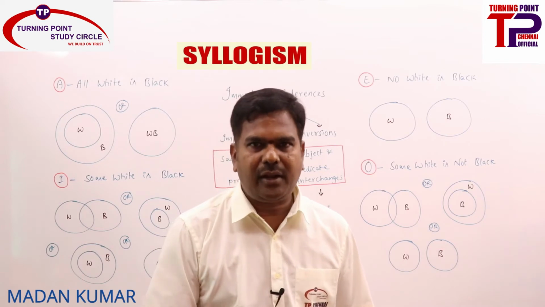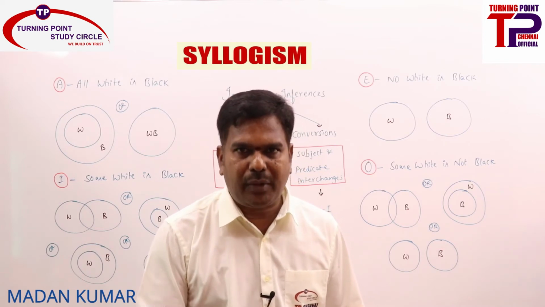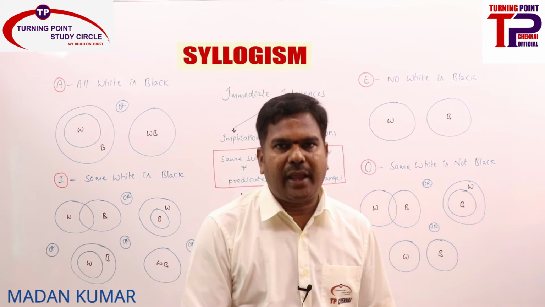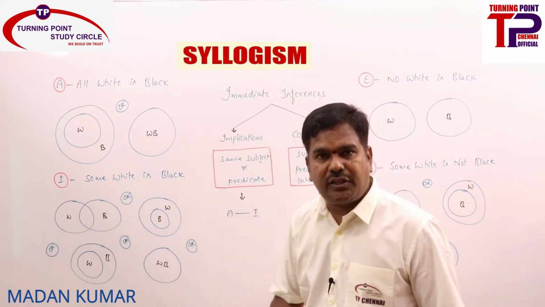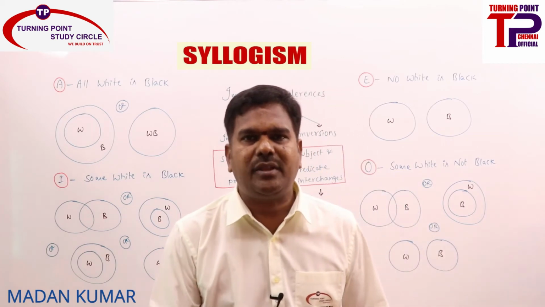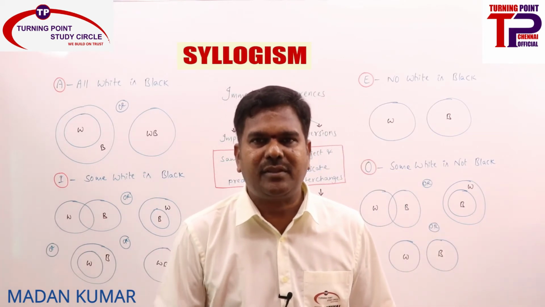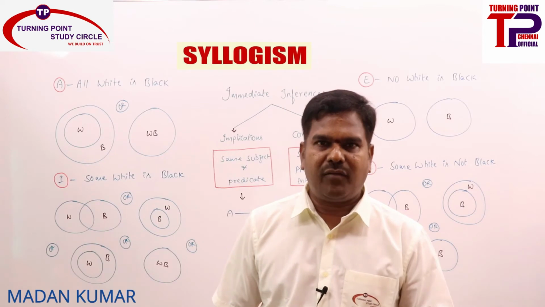From A statement, what are all the statements we can extract? Only I statement, right? So A is implied by I statement. A can be converted into I statement. Whenever everything is there, something is there is always true. Like that you remember. Everything means A statement. Something is there means I statement. Clear? Can we go ahead with the next one?